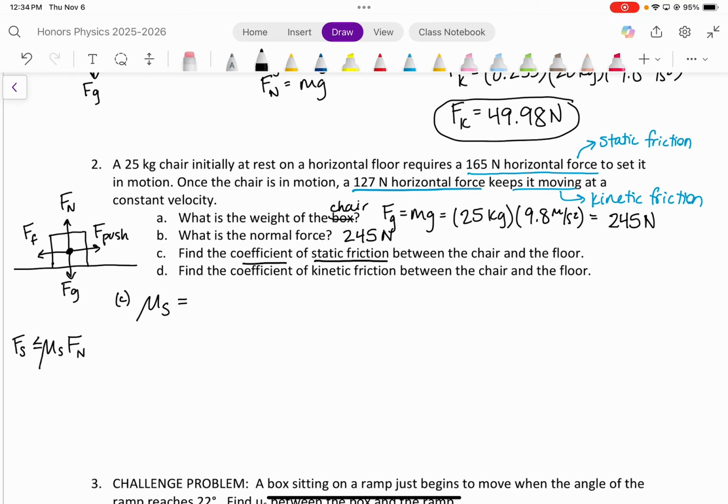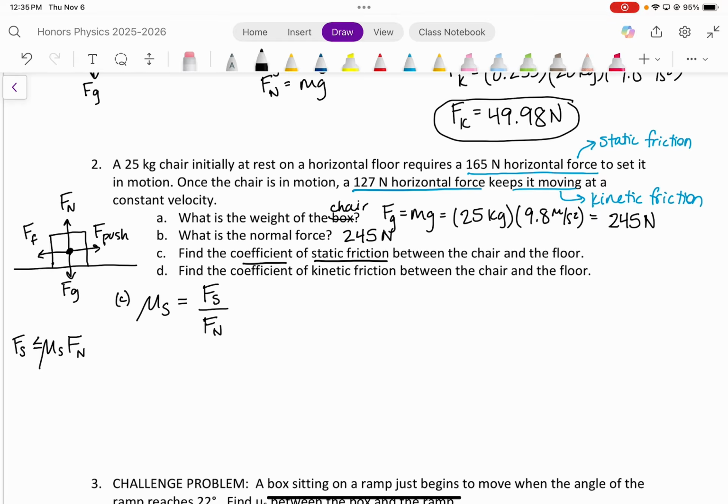So here's our formula. That's on that same page with all the other notes about the types of friction. How can I rearrange this to solve for mu? Divide by Fn. So mu is going to equal static friction divided by the normal force.